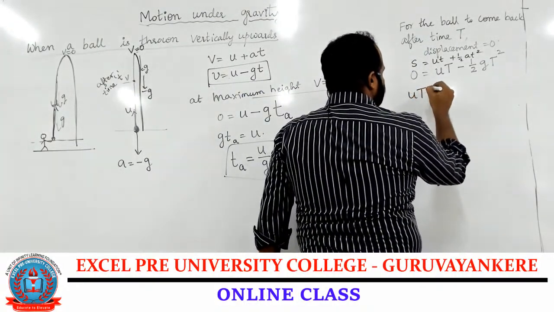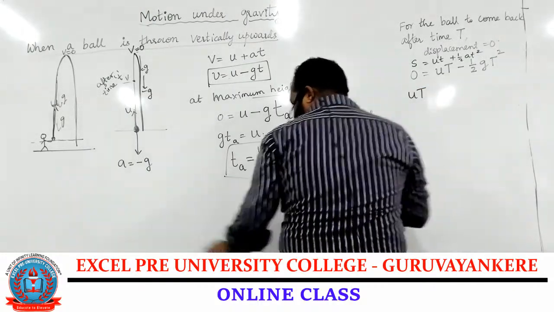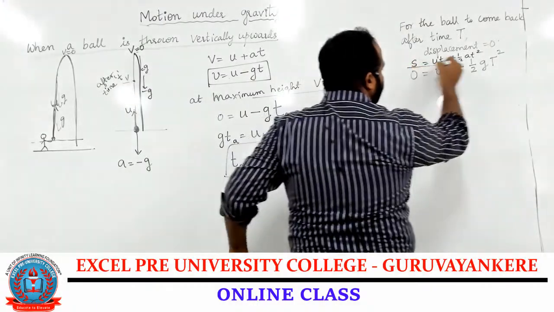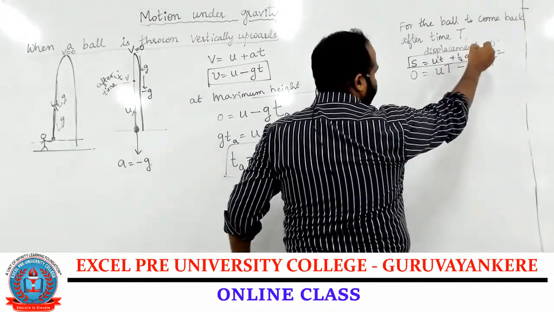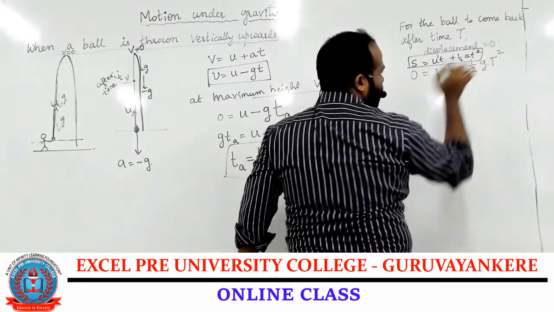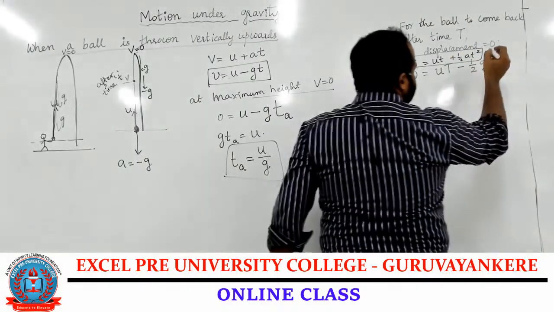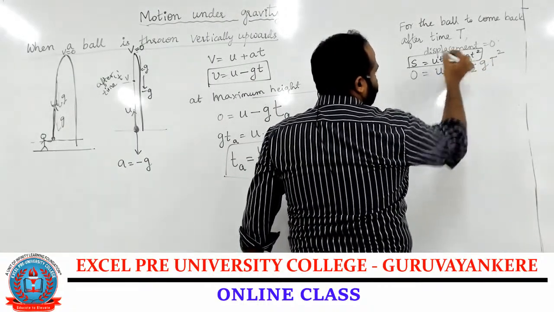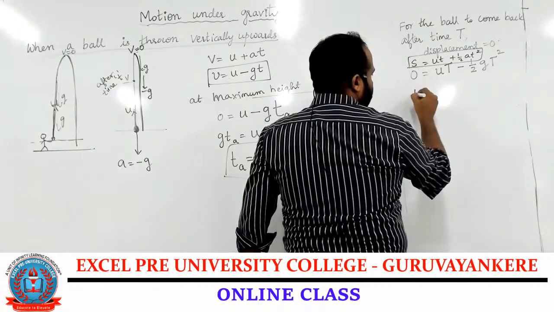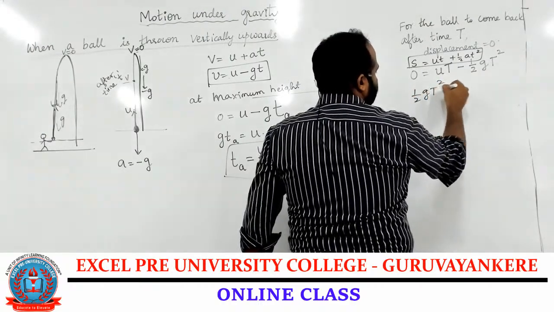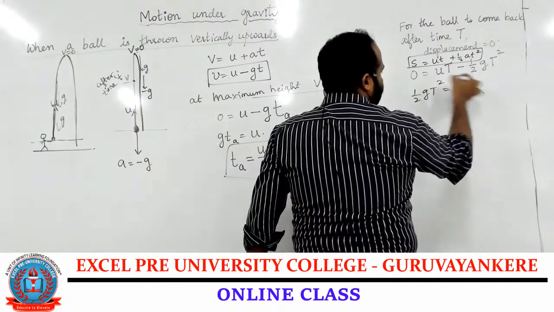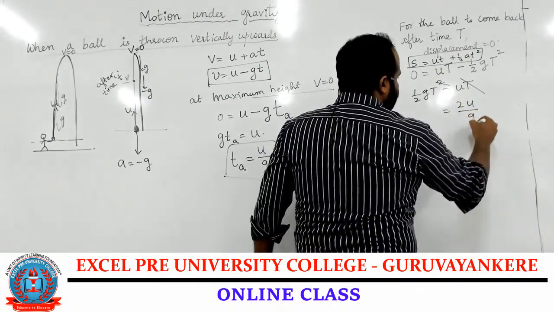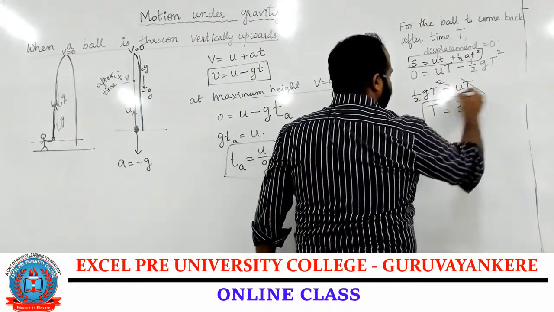So ut minus half gt square, because this is negative on this side, no? So using this formula, s is equal to ut plus half at square, I can write it. So a is minus g. So it is 0 equals ut minus half gt square. Clear? So half gt square equals ut. T and t cancel off. 2u by g is capital T.